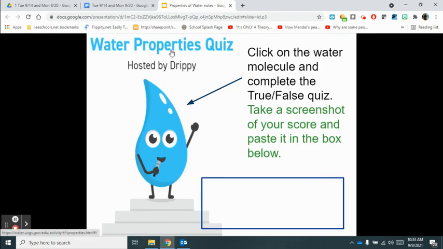What you're going to do is click on the water droplet and complete the true or false quiz on water properties. Once you're done, take a screenshot of your score and paste it in the box below.